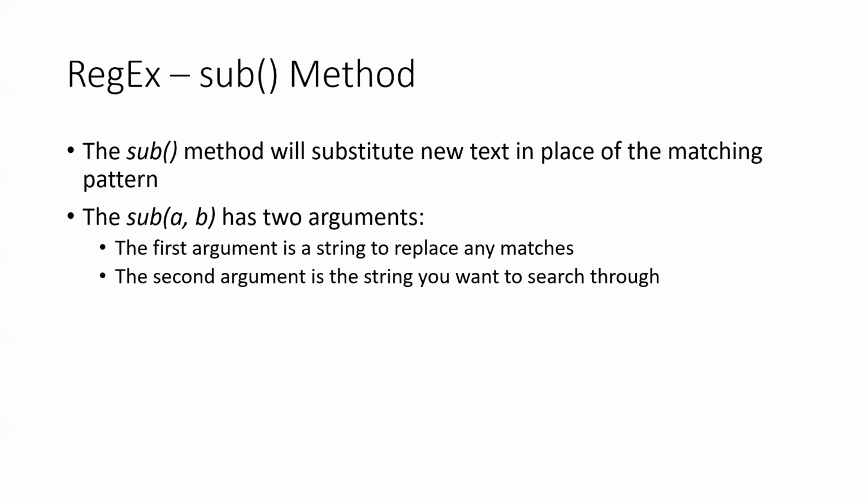We use the sub method. This allows you to substitute text in place of something. Think of it as find and replace inside of Microsoft Word. You could use sub(A, B). A is going to be the first argument, which is what you're replacing it with. B is the actual string that you want to search through and replace in.